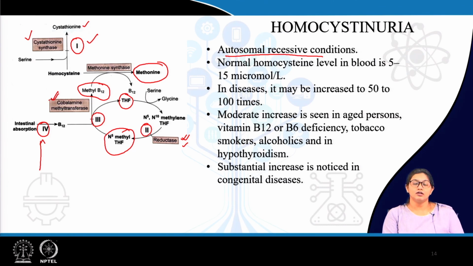Now, for all the homocystinurias, the normal homocysteine level is 5 to 15 micromole per liter. In the autosomal recessive pattern, the increase is around 50 to 100 times, whereas in case of the acquired pattern, or the dietary deficiency defect, the homocysteine level is not much raised.